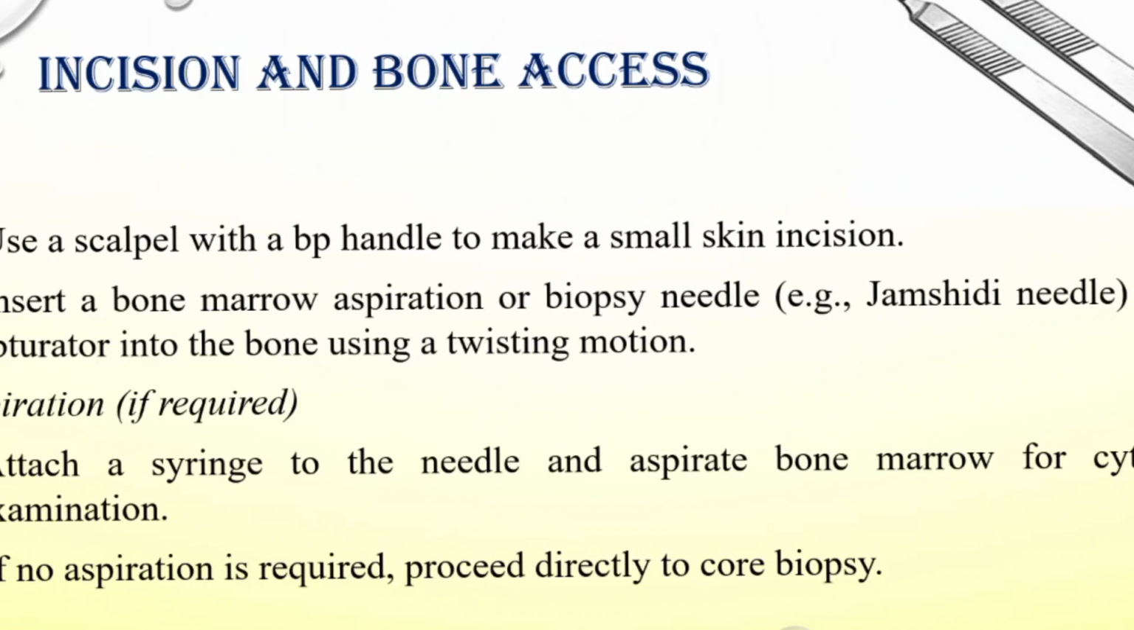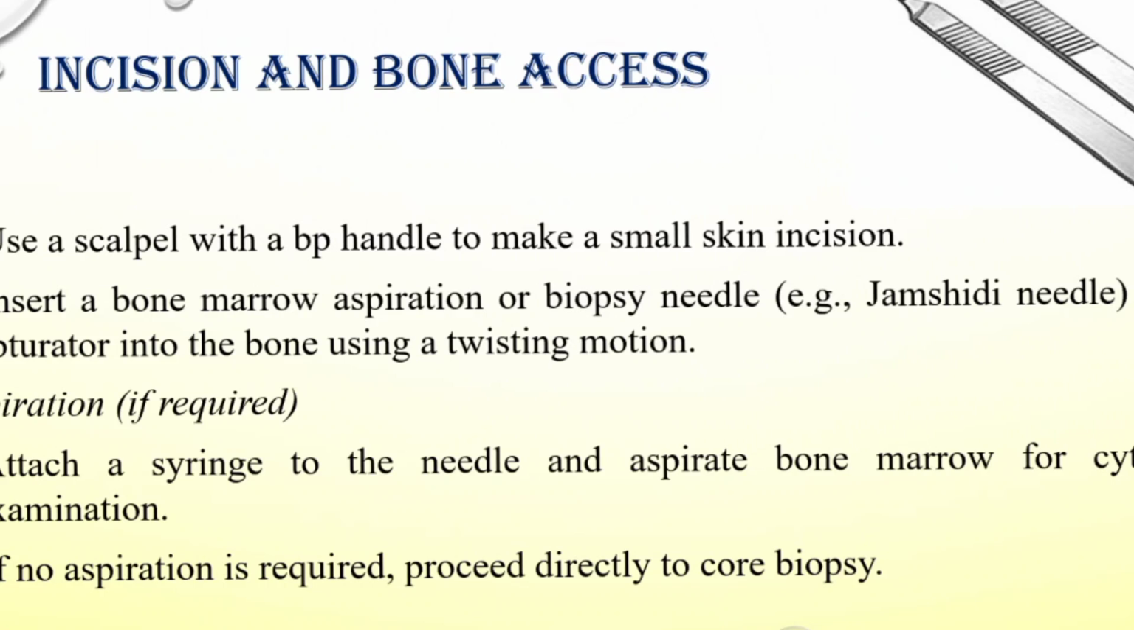We use a scalpel with a BP handle so that we can make a small incision. Firstly, we need to identify the sites, and after confirming the sites and disinfecting the area, we will make the incision at that site and insert the bone marrow biopsy or aspiration needle. For tissue collection, the most commonly used needle is a Jamshidi needle.